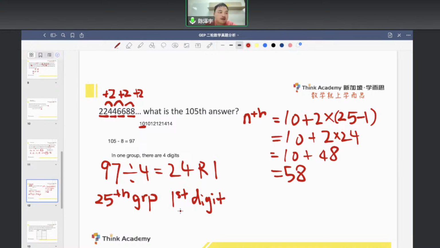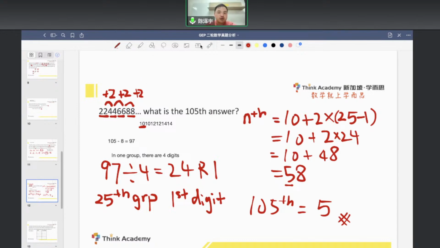However, you are taking the first digit, so the first digit is just 5. Therefore, your 105th digit is number 5. Right. Okay, I see in the comment section they are asking about the 106th digit. I say, okay, this is based on the memory of the student. It can be 105, it can be 106, but the method used is the same.